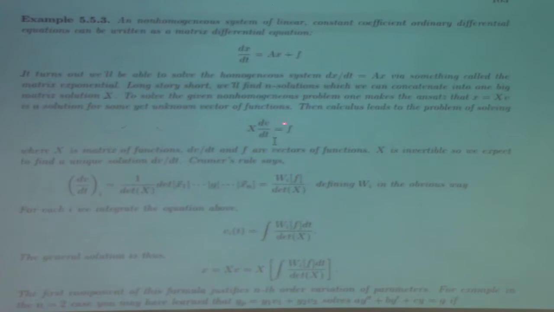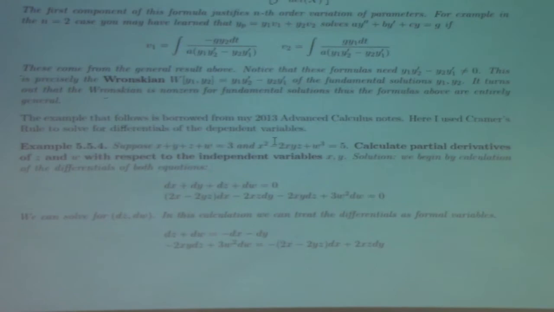And Cramer's rule tells us that the ith component of the unknown derivative is 1 over the determinant times the analog of a sub j here, which I call W sub i. And then to find v, just integrate both sides, and there you go. This is the formula for variation of parameters for systems. It's Cramer's rule. So here's a nice application. Another nice application is to the theory of partial differentiation.